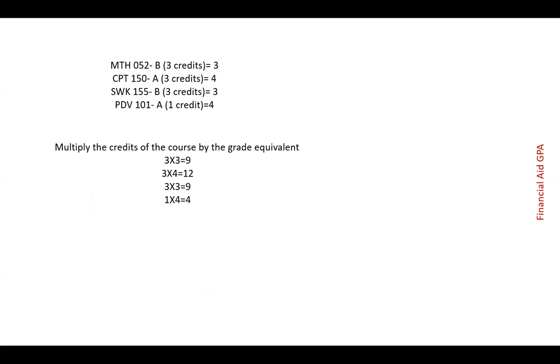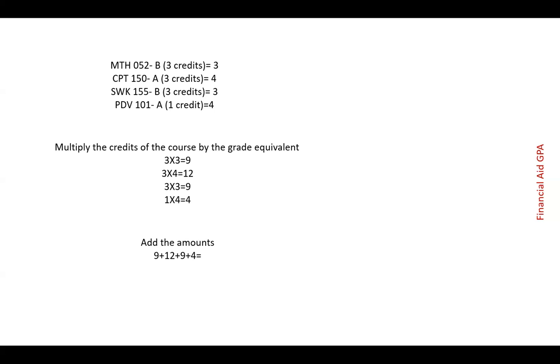The first thing that we want to do is multiply the credits by the grade point equivalent. For example, let's look at the math class. It's 3 credits. The grade point equivalent is 3. So we're going to multiply 3 times 3, and we're going to get the answer of 9. Let's look at the computer class. You got an A in that class. It's a 3-credit course. The grade equivalent is 4. So 3 times 4 equals 12. You're going to do the same thing for the social work and the PDV class.